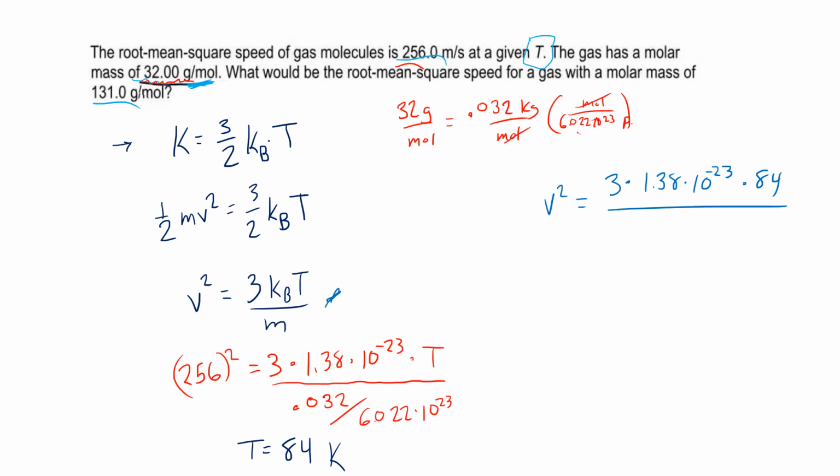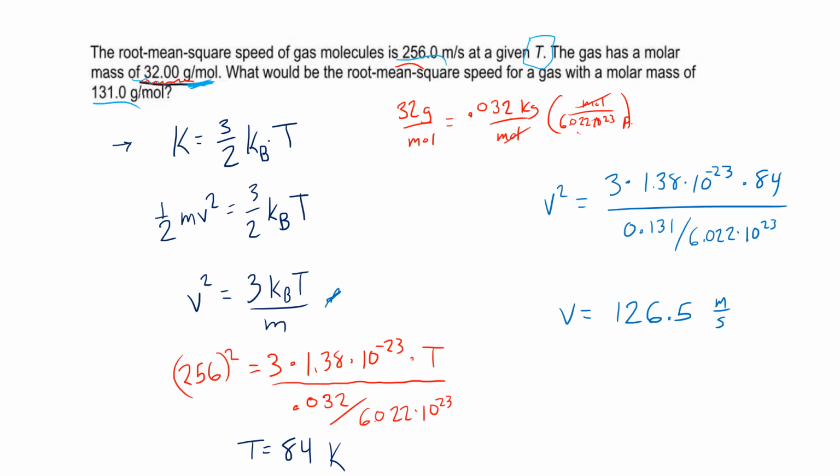We're going to divide by the mass. This mass is going to be 0.131 divided by 6.022 times 10 to the 23. All right, same kind of algebraic trick falls into place. So V is going to equal about 126.5 meters per second. Now let's think about it before we keep going.